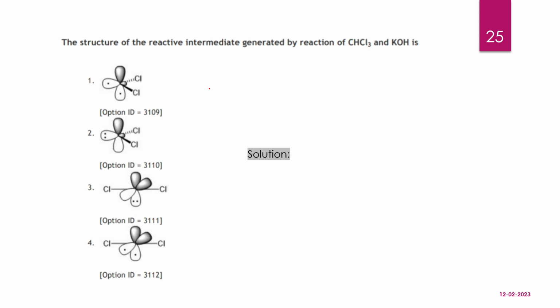So our next reaction is this one. This is our last reaction of today's session. So the structure of the reactive intermediate generated in the reaction. We all know by alpha elimination it will generate this. And when there is a halogen atom in case of carbene, this will always be a singlet carbene.